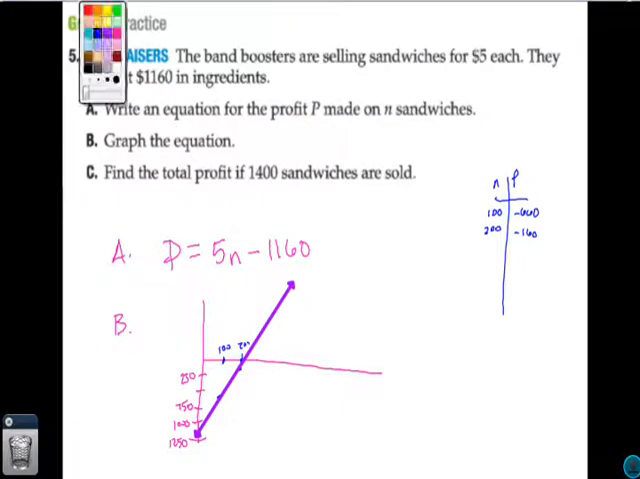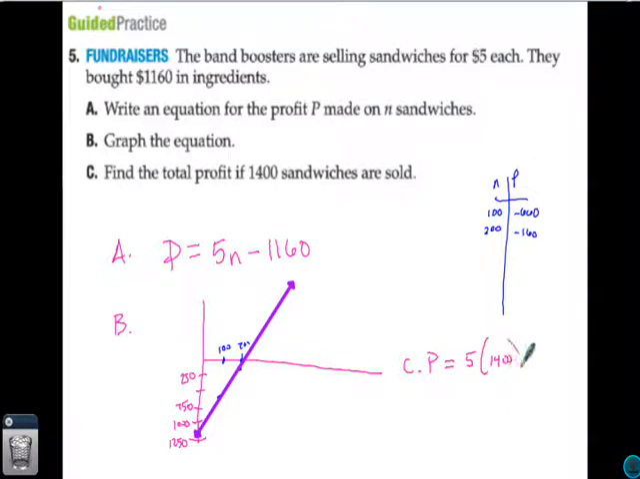Okay. Part C says, find the total profit if 1,400 sandwiches are sold. We're going to use the equation that we have. So P equals 5n minus 11.60. N is the number of sandwiches sold, so that's 1,400 times 5, which is 14 times 5, so that's 7,000. Minus the 1160 that we started with, so the profit there is $5,840. All right, that's it for the notes.